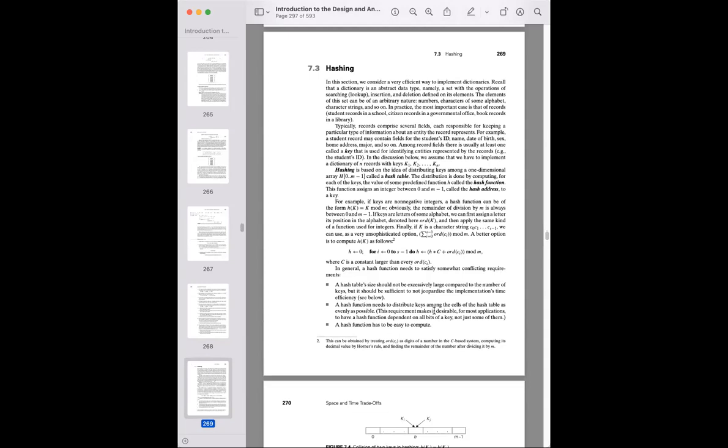So the idea here is that you're going to create a key based on your hash function. So you have some entry. If you're storing names, you have a set of characters.